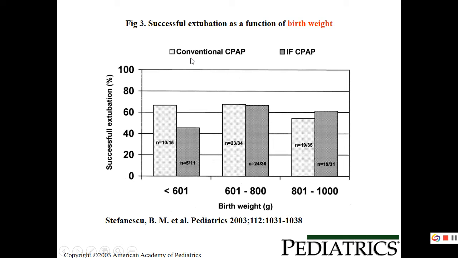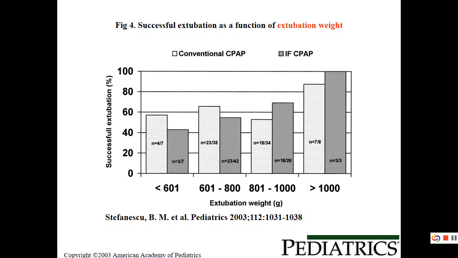So this study was actually comparing 2 different types of CPAP. But that's not what I care about. What I care about in this study is look at the success of extubation as a function of birth weight. So these babies, 600 to 800 grams, despite which type of CPAP they were on, were successfully extubated over 60% of the time. So if you ask yourself, well, I don't think that baby should be extubated. Well, this data would suggest the baby's got more likely chance of staying extubated than not if they were born with a weight between 600 and 800 grams. What about extubation weight?